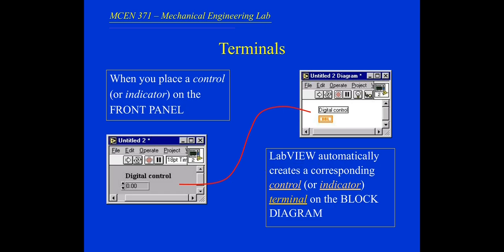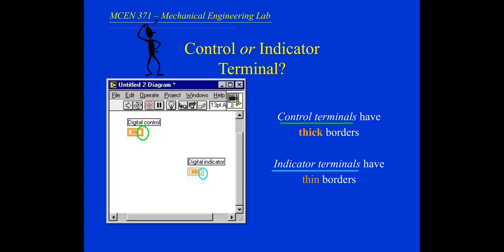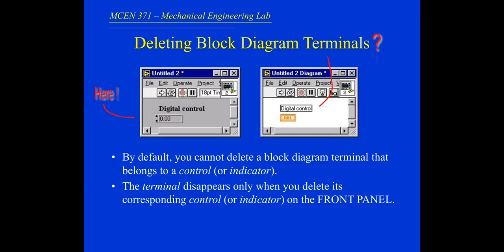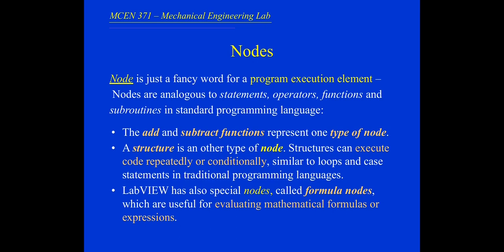Okay, then LabVIEW automatically creates a control or indicator terminal. If you put a control or indicator on the front panel, the same module is created in the block diagram, and then you connect it with wires to other blocks, etc. Also, if you delete it from the block diagram, then it will be deleted on the front panel also.